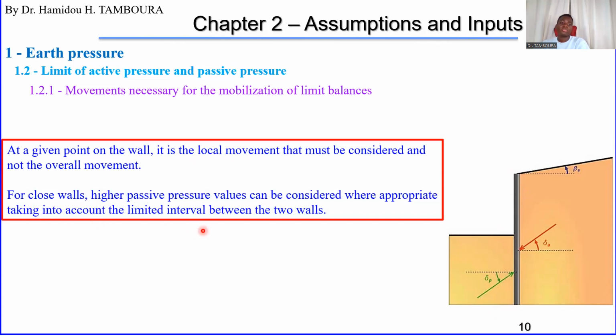And now for a closed wall, which means you have, for example, 2 rows of walls, a higher passive pressure value can be considered where appropriate, taking into account the limited interval between the 2 walls.